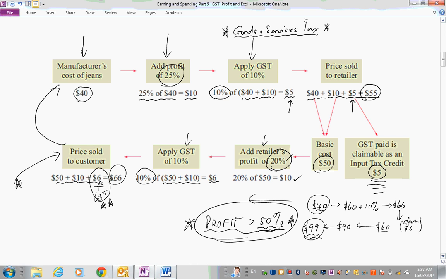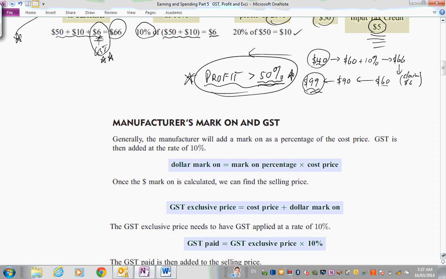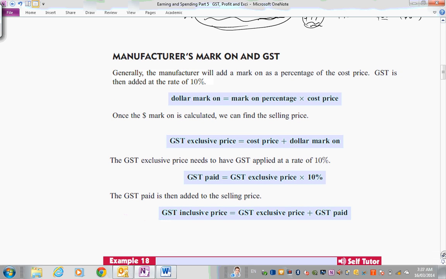Alright, are you ready to try some calculations? The maths in this isn't bad. It's mainly percentages. So come on down and let's have a look at some of the structures here. Alright, manufacturer's mark-on and GST. This is sometimes called markup. The markup, marking up the price, adding on some profit so you can run the business and pay the people working for you. Everyone's got to make a living there. Okay, generally the manufacturer will add a mark on as a percentage of the cost price. GST is then added at the rate of 10%.